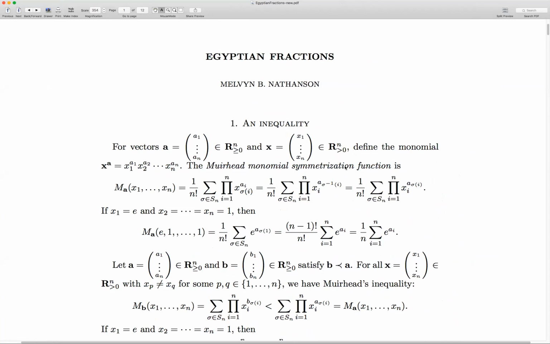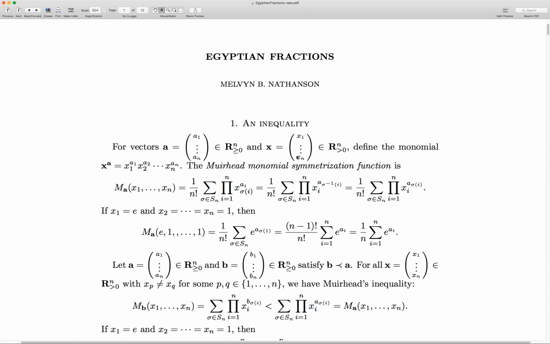Because Muirhead's inequality requires a lot of writing, let me just state the inequality and then specialize it in a couple of ways. So A is an n-dimensional vector with non-negative coordinates. And X is going to be a vector with strictly positive coordinates. The coordinates are real numbers. They don't have to be integers.